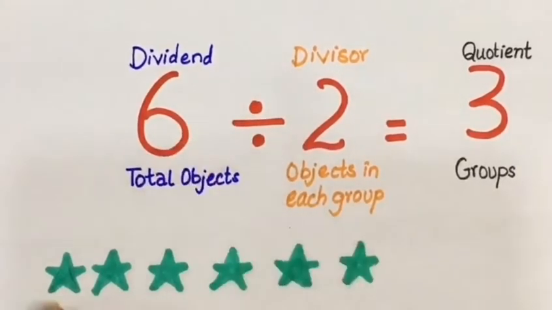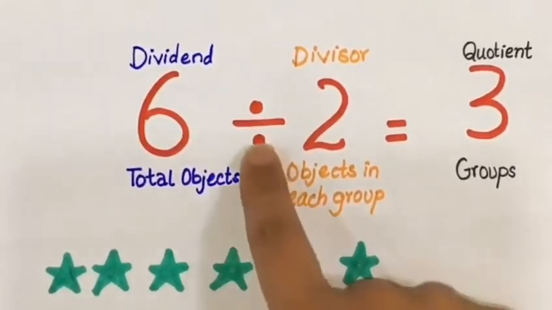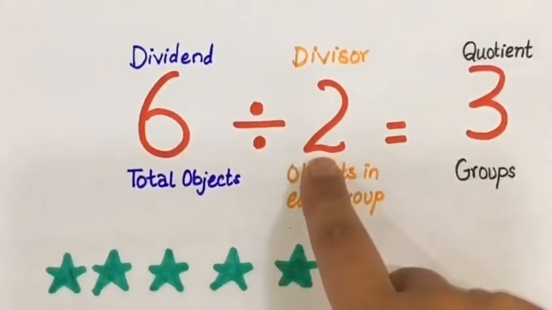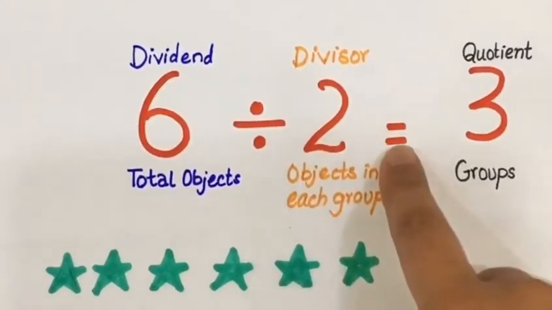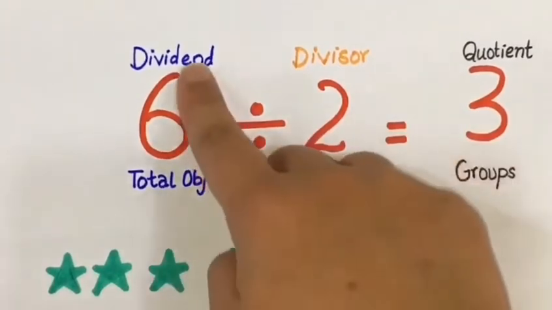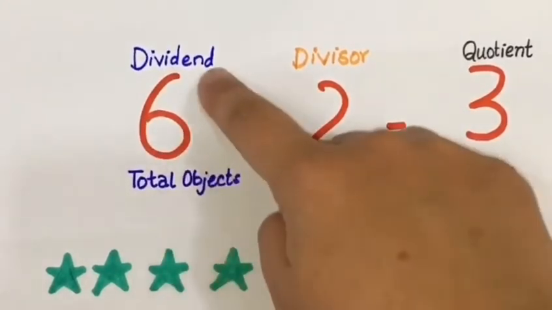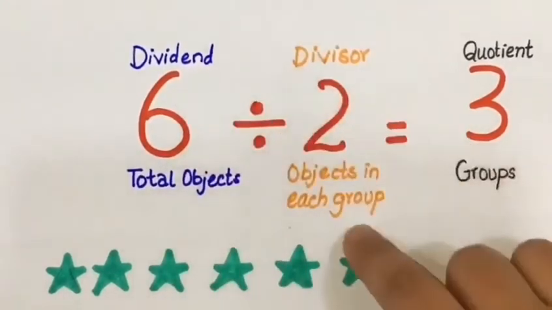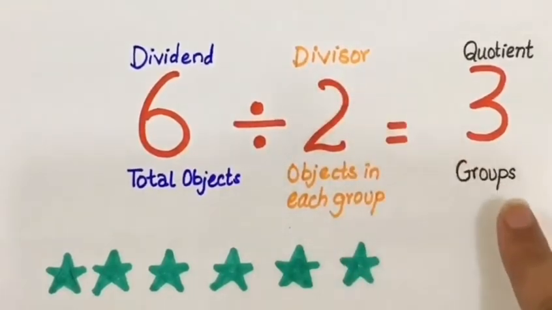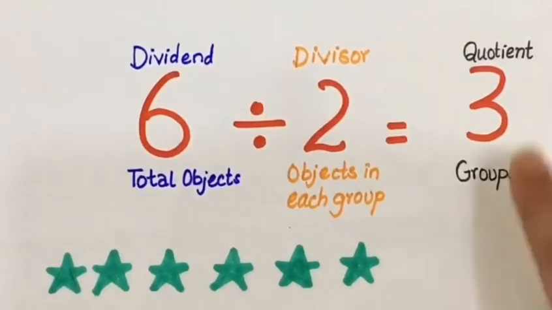6 is the total number of objects. This is the sign of division, and this is the number of objects in each group. After the equal to sign, we will have the number of groups. Total objects is also known as the dividend. Objects in each group are also known as the divisor, and the groups that are being made are known as the quotient.